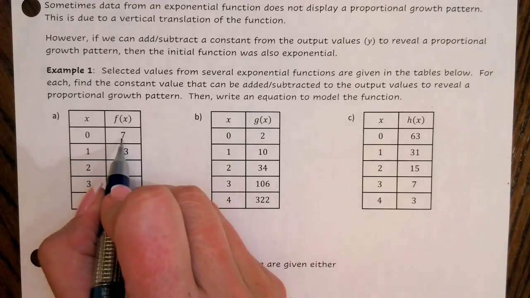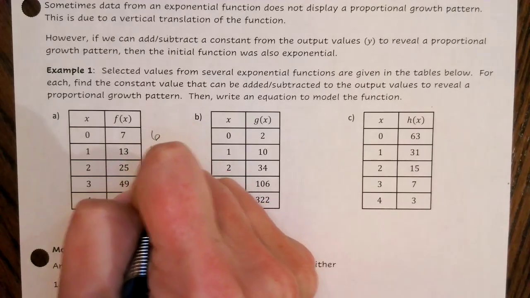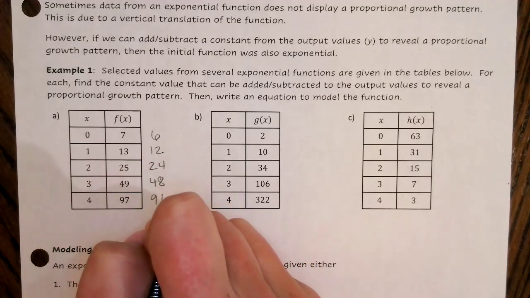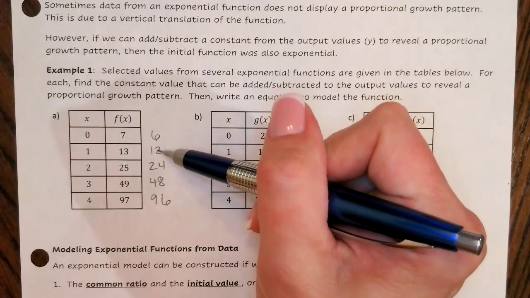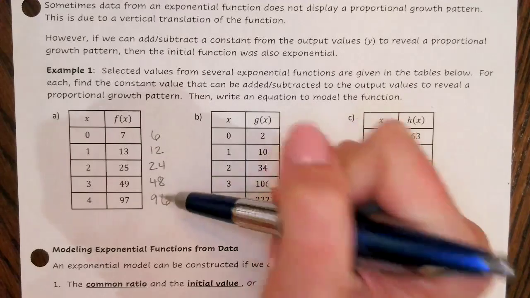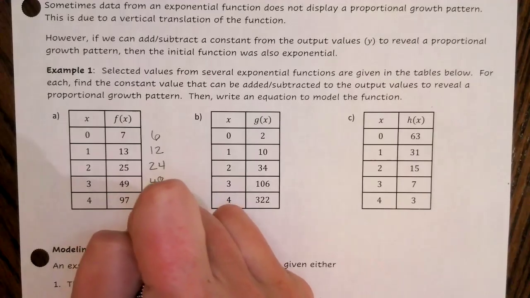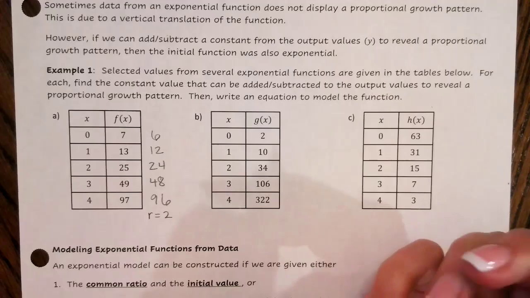If this was 6 and this was 12, 24, 48, and 96, then we can see that it's multiplied by 2, times 2, times 2, times 2. So you see that proportional relationship there. That is one option in looking at it. Our r value here, or the b value, would be 2 because that's what's being multiplied each time.